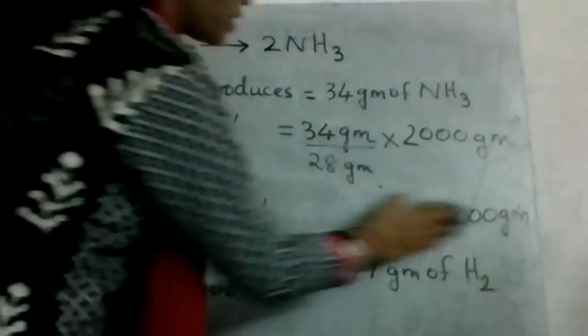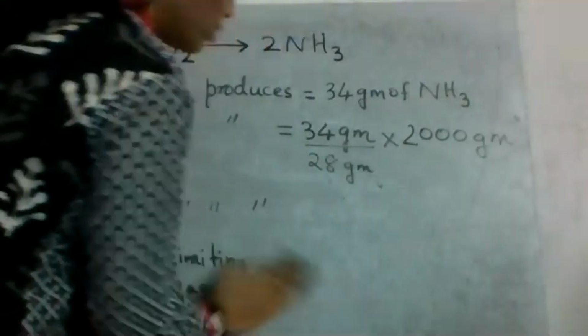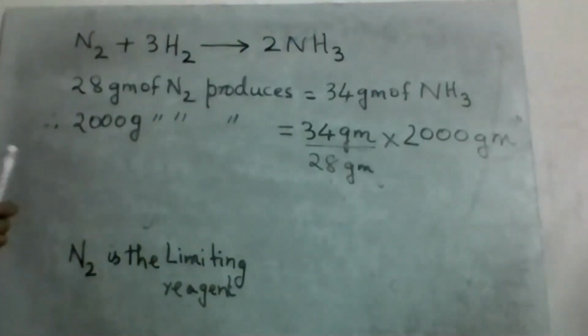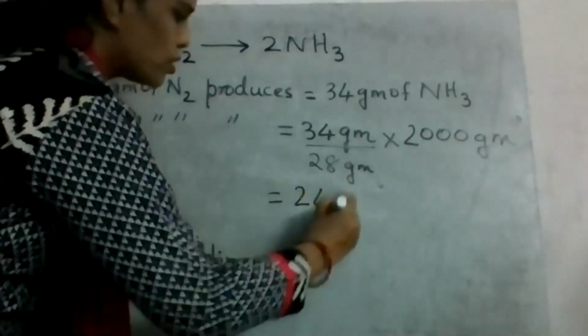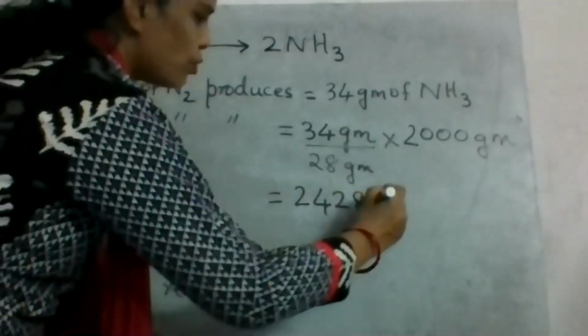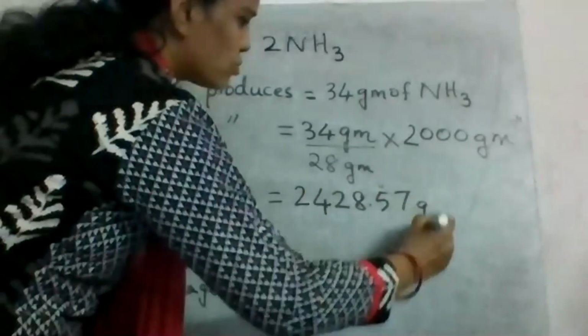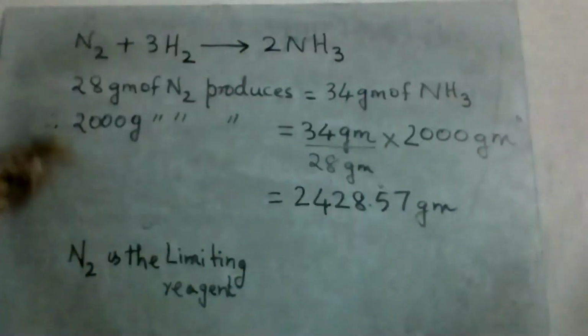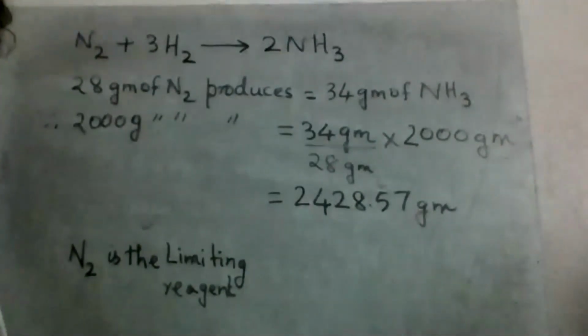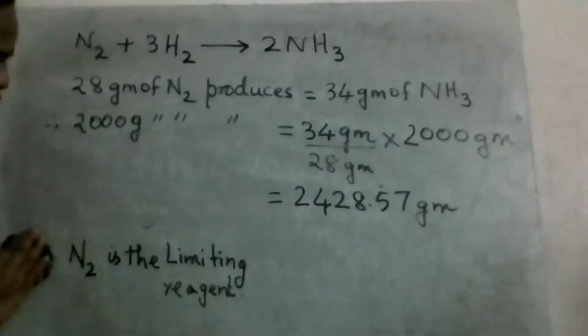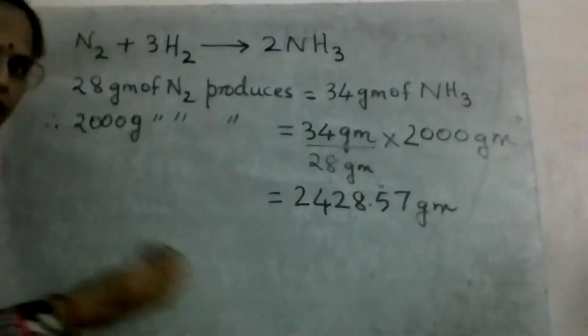2428.57 grams. This is the amount of ammonia that is formed in the reaction: 2428.57 grams.